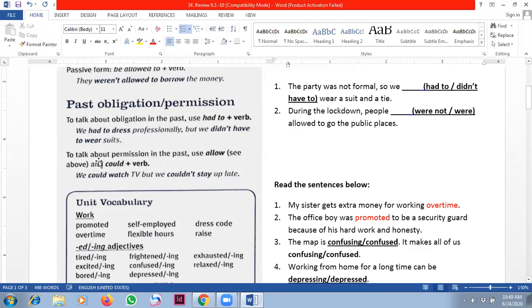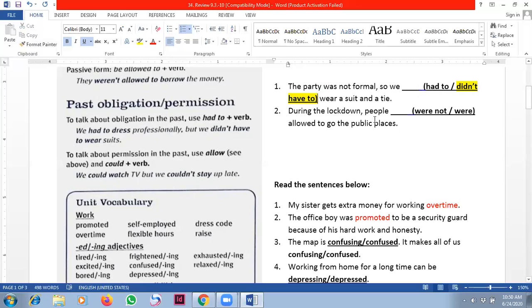Okay. To talk about permission in the past, you use allow as well here. Could and allow. We could watch TV, but we couldn't stay up late. So it's similar to the word allow here. All right. Now, the party was not formal. So we, what is it? Wear a suit and a tie. We had, or we didn't have. It didn't have to. Didn't have to. It was not necessary to wear a suit and a tie.